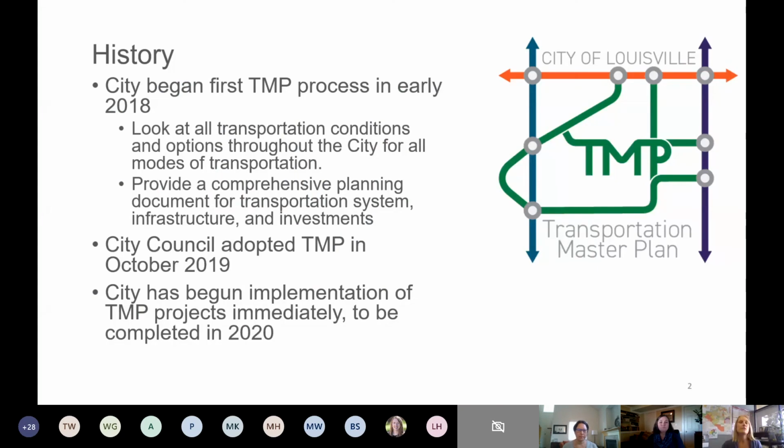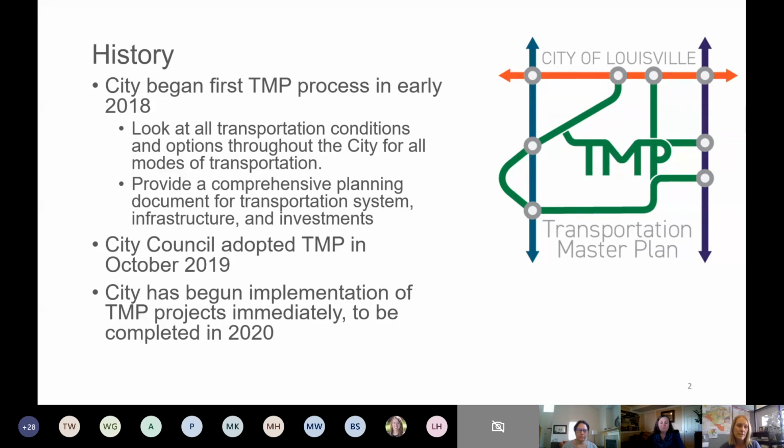So just a little history. The City of Louisville began our first transportation master planning process in early 2018. We did not have an overarching guiding transportation document. Our comprehensive plan had transportation components, but this was really an opportunity for us to look at all the transportation conditions across the city and look at all modes of transportation here in the city and come up with a comprehensive plan for our transportation system for infrastructure and investments.